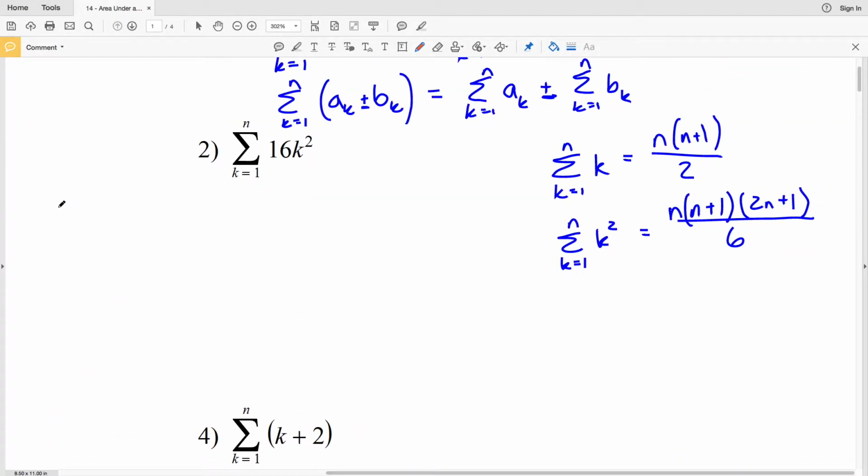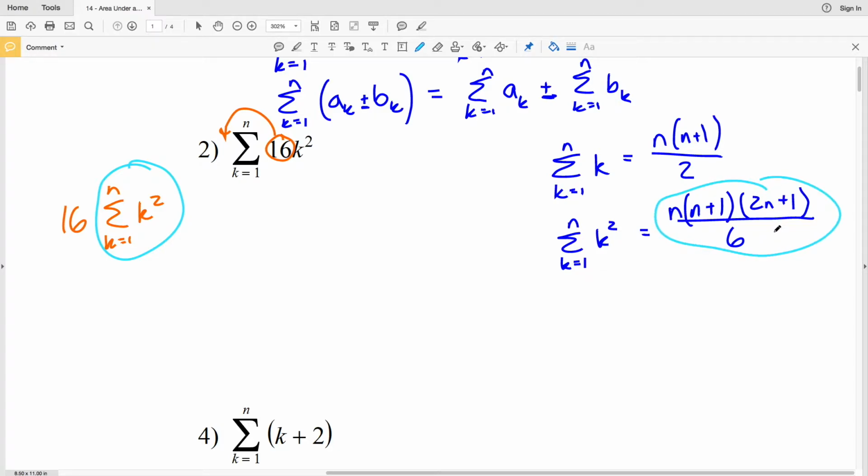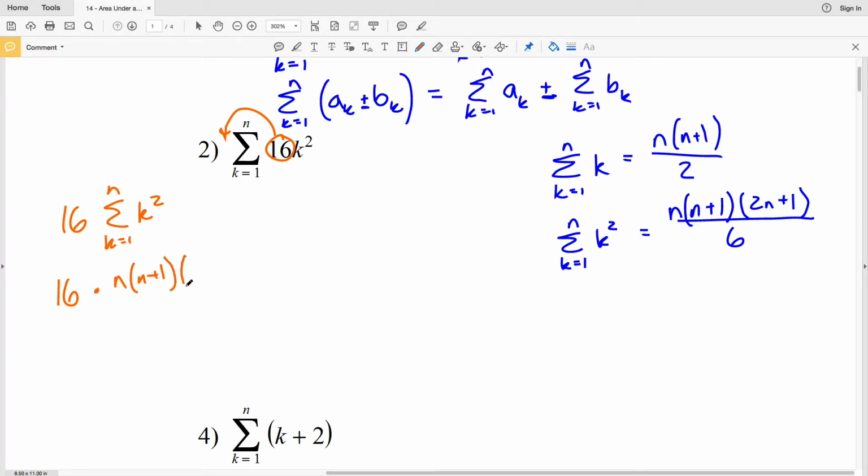In number 2, I'll start by pulling out the constant in front. So I'll have 16 times the sum of k squared from k equals 1 to n. Now you can see that the sum of k squared is a formula. That is equal to n times n plus 1 times 2n plus 1 over 6. So now I'll have 16 times n times n plus 1 times 2n plus 1 all over 6.